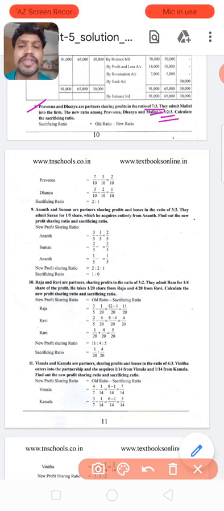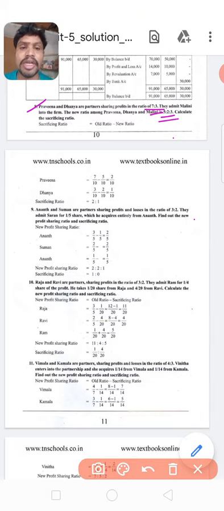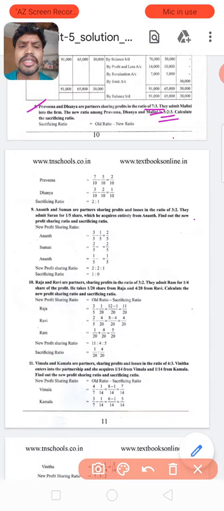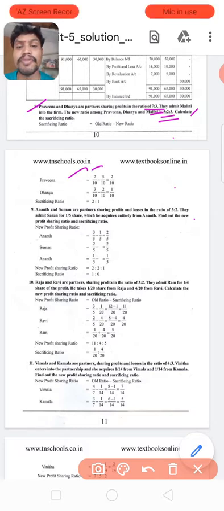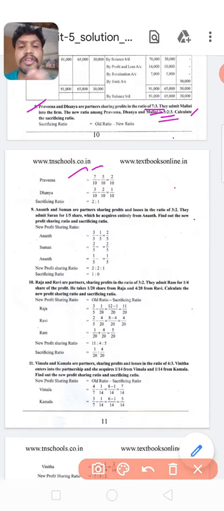So 7:3 means 7 by 10, 3 by 10. 5:2:3 means 5 by 10, 2 by 10, 3 by 10. That is the ratio, my dear students. Right, now we have to calculate the sacrifice ratio. What is the formula? Old ratio minus new ratio, right? So for Bravina, 7 by 10 minus 5 by 10, because 7 by 10 is the old ratio of Bravina and the new ratio of Bravina is 5 by 10, right? So we have to subtract 5 by 10 from 7 by 10. So the answer is 2 by 10, right?